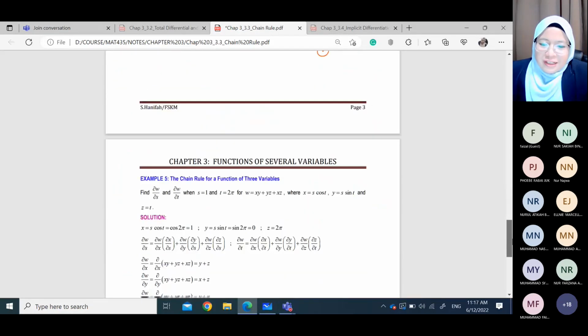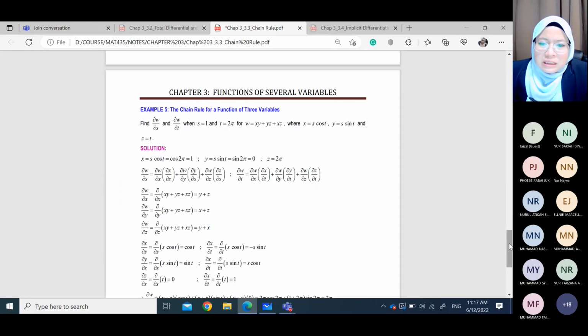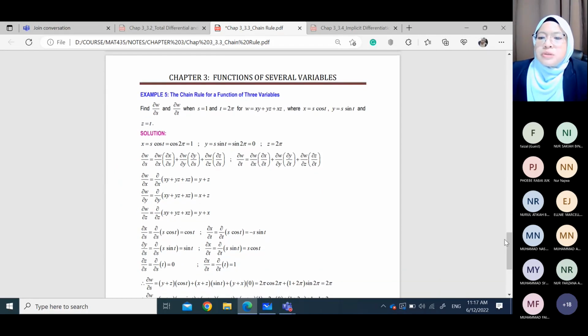Okay, very good. Okay, so now the chain rule for a function of three variables. Tadi 2 variables, so now we have 3 variables. So we need to find partial derivative respect to S on W and T on W, when S equals 1, T equals 2 pi for W. So this is our function: XY plus YZ plus XZ, where X, Y, and Z depend on S and T.